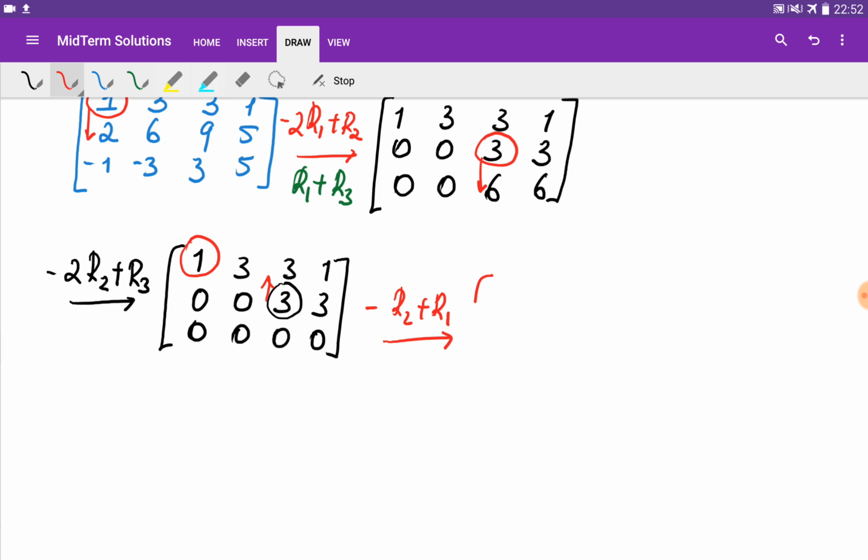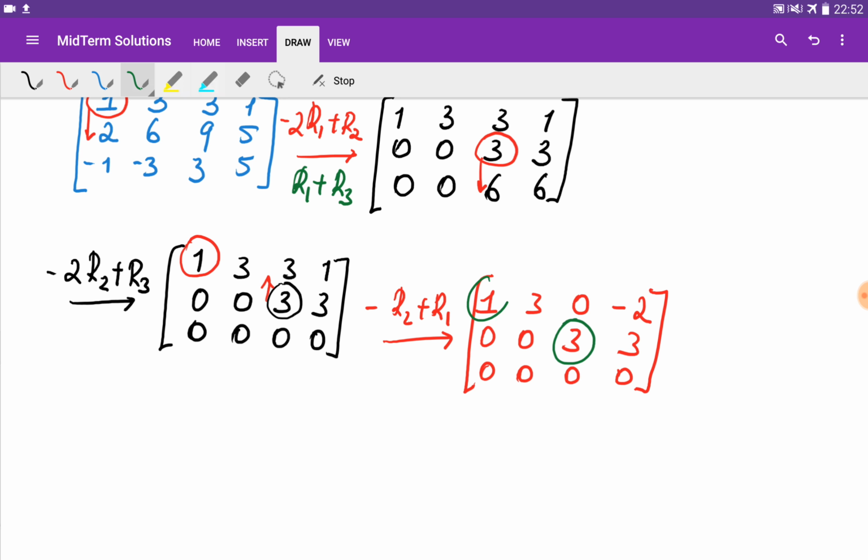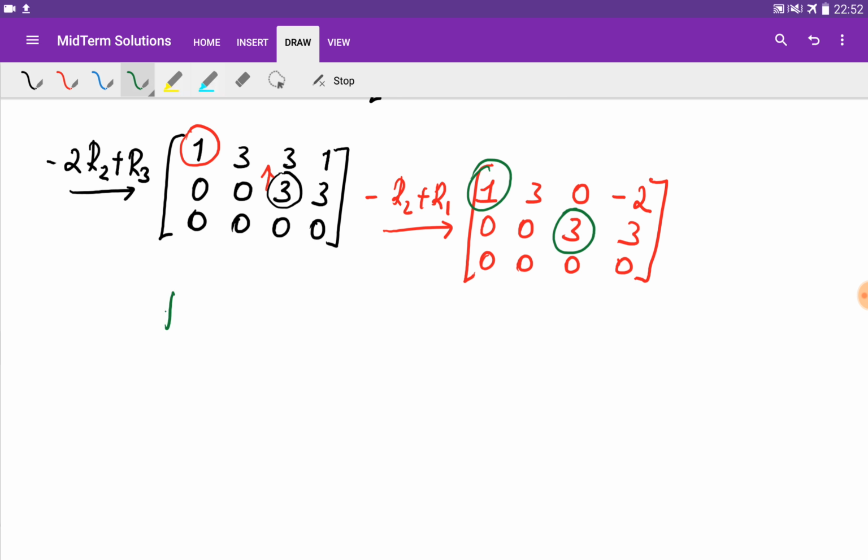We're going to obtain the reduced row echelon form, it is going to be in the form of 1, 3, 0, minus 2, 0, 0, 3, 3, 0, 0, 0, 0. By the way, it would be easier for us to work with a 1 here instead of 3, so that is why we can just multiply the second row by 1 over 3, and we're going to obtain the reduced row echelon form. It's going to be 1, 3, 0, minus 2, 0, 0, 1, 1, 0, 0, 0, 0.